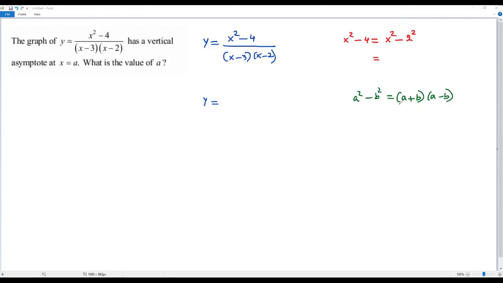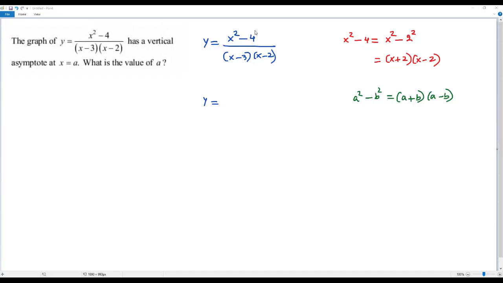For that we have to consider the two linear factors. When I compare this one and this one, in the place of a we have x, in the place of b we have 2. So we can write this in factor form like (a + b)(a − b). For that we write x in the place of a, 2 in the place of b, then we get (x + 2)(x − 2). Here I got the factor form of the numerator, that is (x + 2)(x − 2).